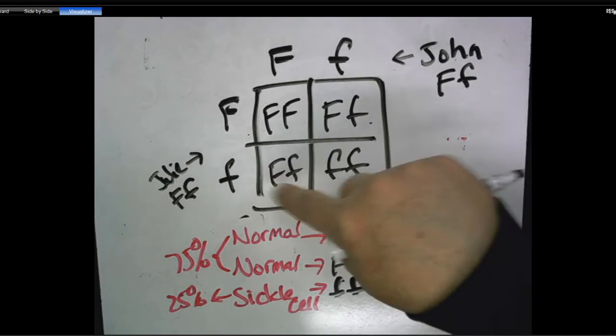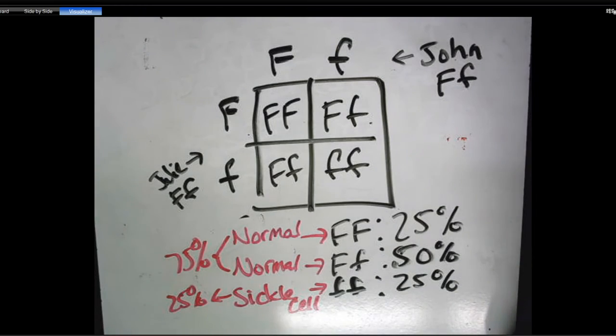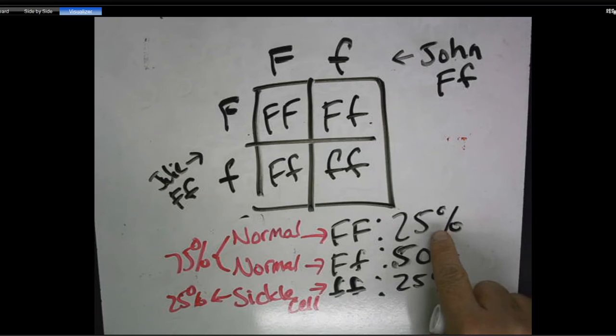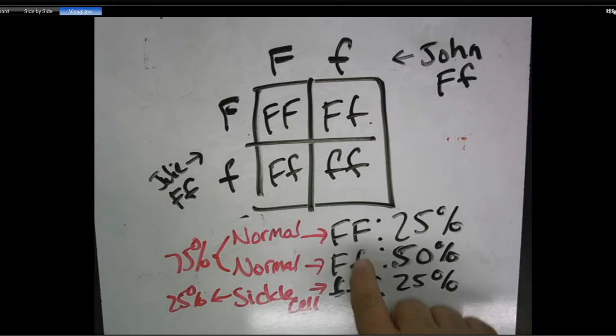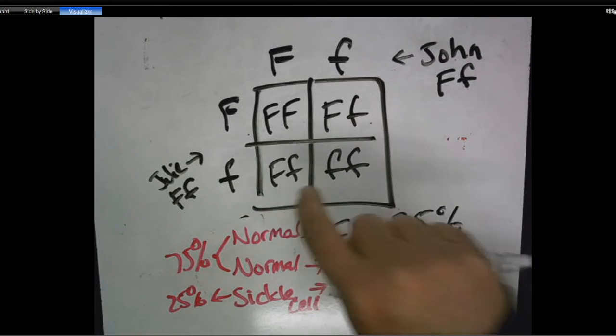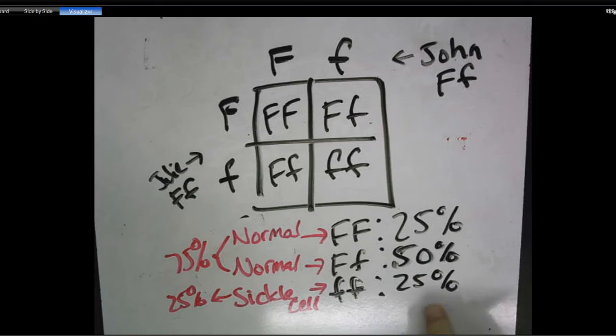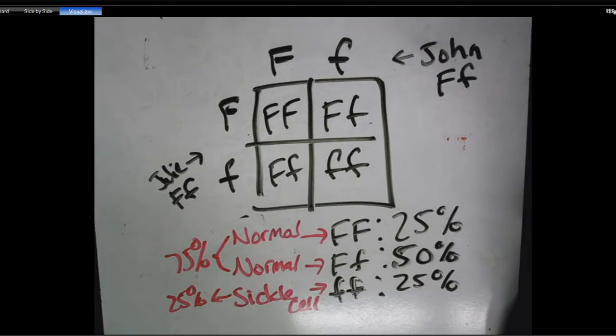And each box is worth 25%. So if I start listing it out, big F, big F, I see once, so I've got a 25% chance of the baby being that genotype. Heterozygous, big F, little f, 50% since I have 2 boxes with those. And then little f, little f, homozygous recessive, I have a 25% chance. So really, I have a 25% chance of the baby having sickle cell anemia.